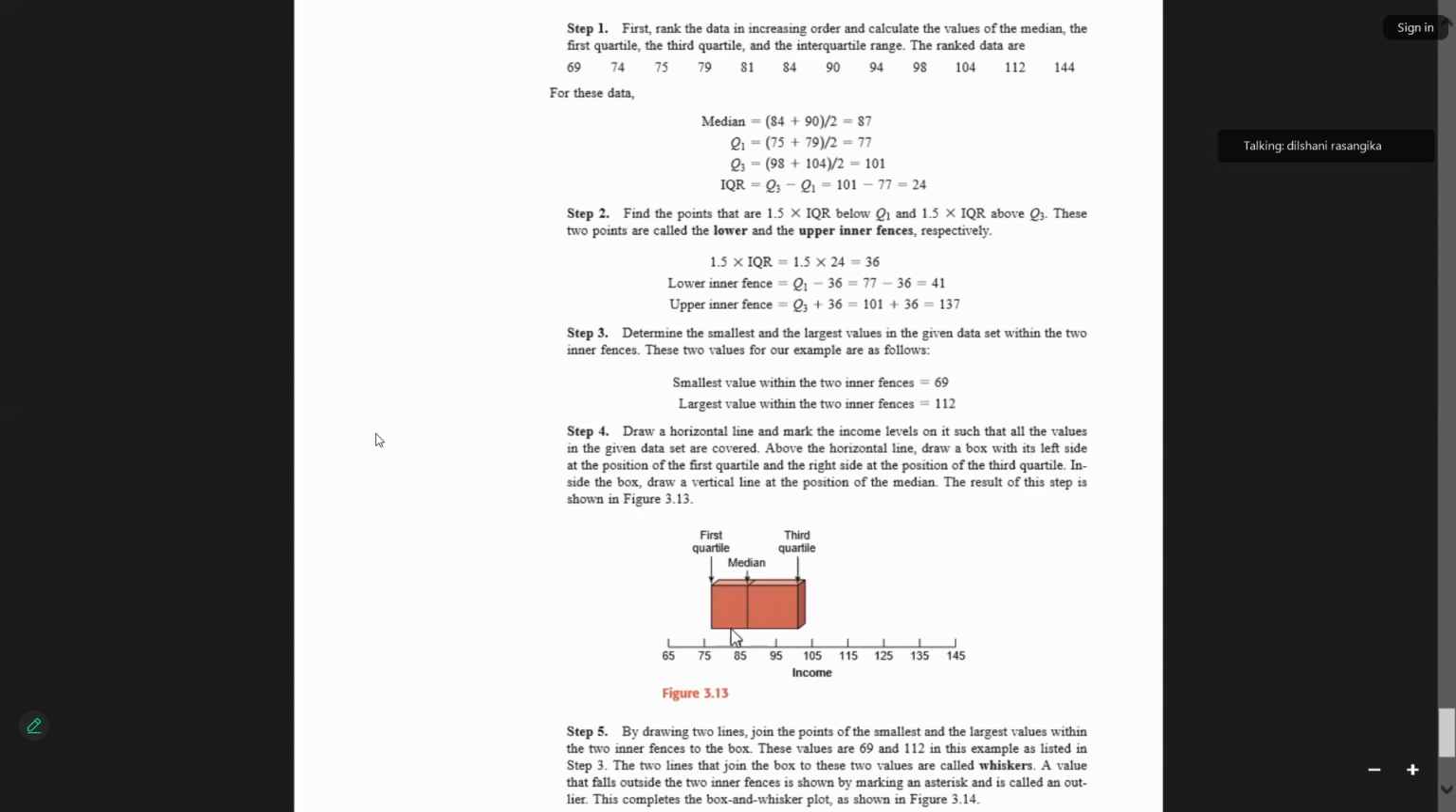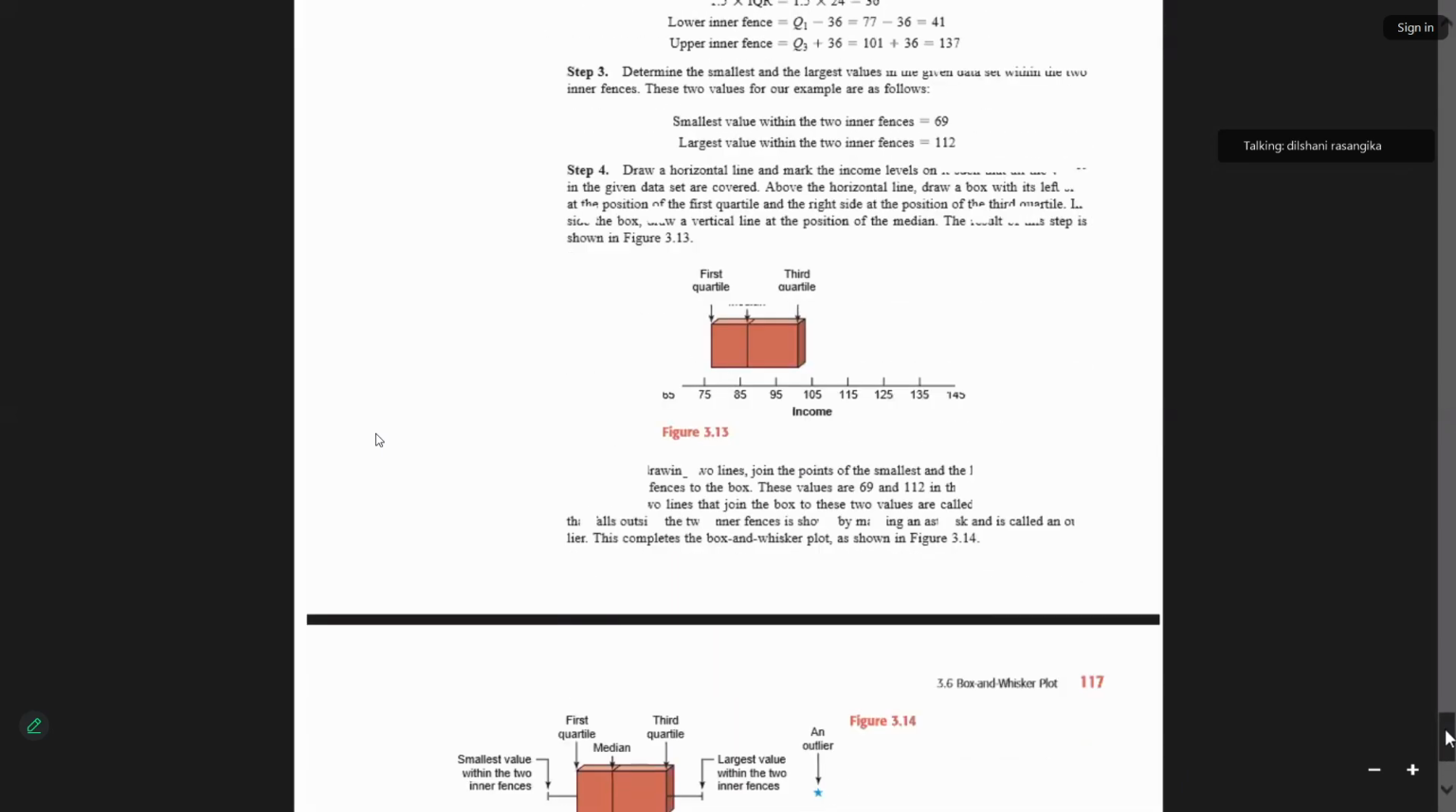Then I can draw this rectangle, right? By using this rectangle, I can mark this as a box. There are no specified values for drawing this one. The only thing we need to mark is the first quartile, median, and third quartile, right?